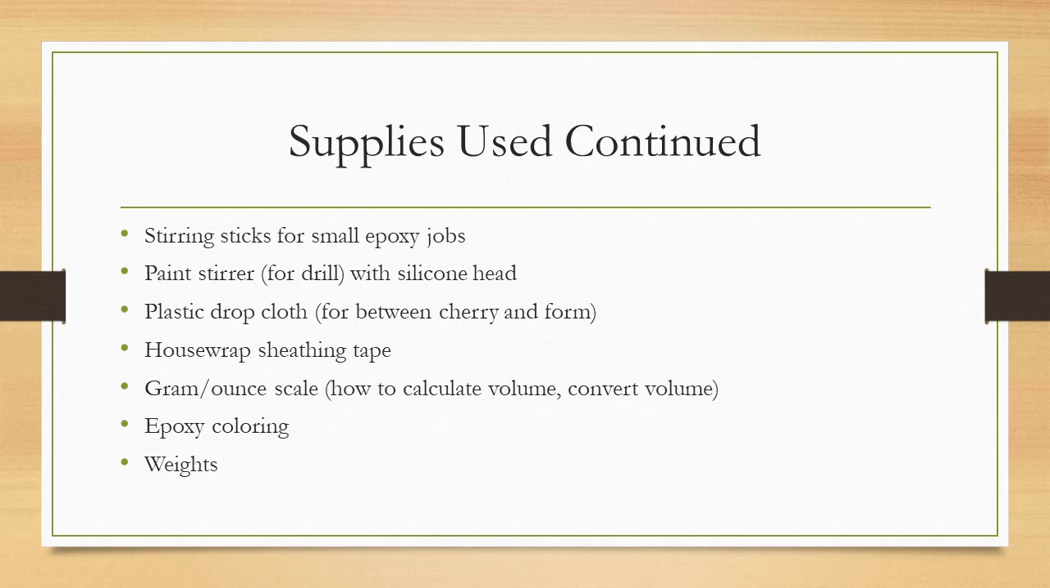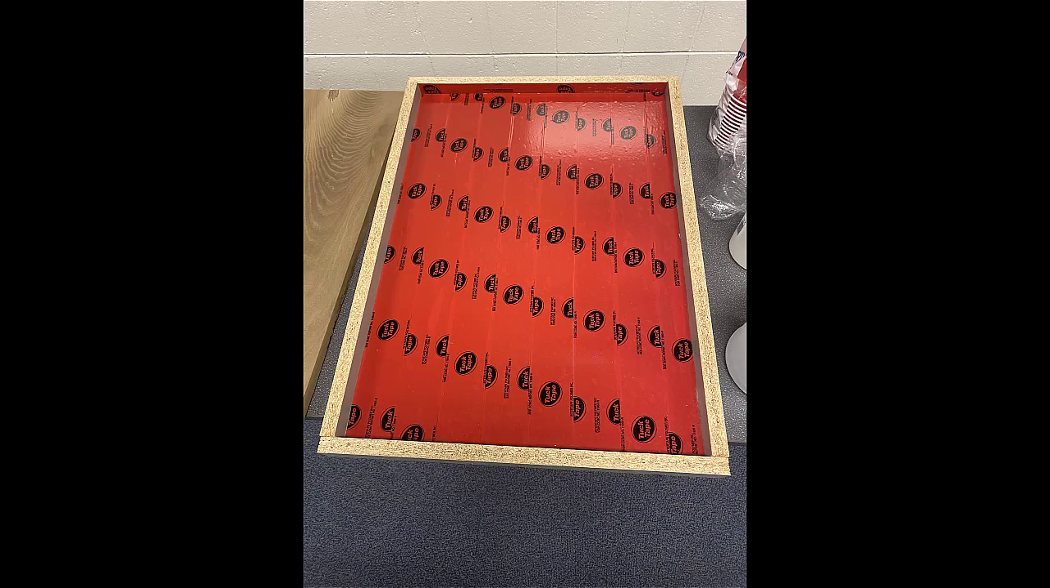Plastic drop cloths, I explained earlier, I use that between the cherry and the form to help keep the epoxy from going everywhere. House wrap, on the first project that I showed you with the river edge, the form had a house wrap sheathing tape placed on the bottom of my form. And this is a really good product because the epoxy won't stick to it, and then you can separate your finished product from your form.